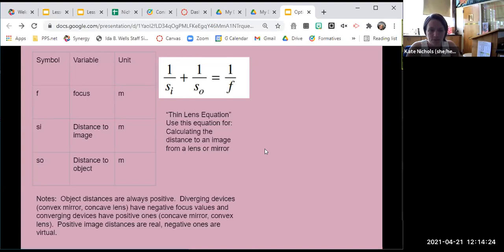In this equation, F represents the focal length of the mirror or the lens, and I'll come back to that in a minute or two. What does that mean? SI is the distance to the image, and SO is going to be the distance to the object that we're creating the image of.